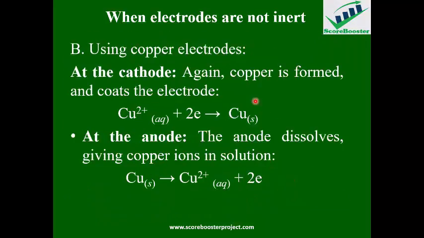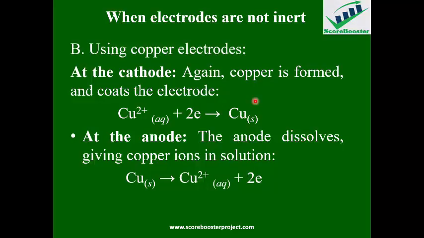When the electrodes are not inert, let us assume we are using copper electrodes. At the cathode, again copper is formed because copper ions gain electrons, so we don't have any problem with that. What about at the anode? We have a copper anode, we have copper solution inside. Instead of another substance like OH or sulfate going to the anode, since we have natural affinity, copper and copper, they are more close, as in they are like each other.